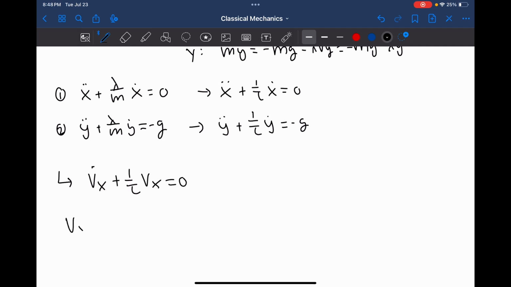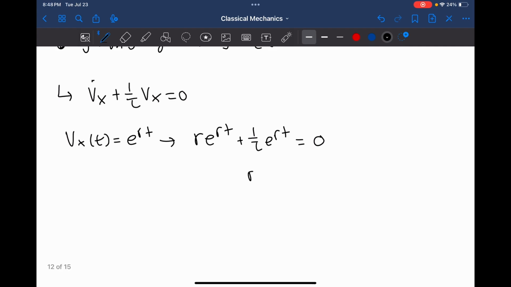And now we can guess that vx as a function of time is just some exponential. So we're going to use the method of undetermined coefficients here. Plugging this in, we're going to have r e to the rt, this is the first derivative, plus 1 divided by tau e to the rt is equal to 0, which tells us that r is minus 1 over tau. So vx as a function of time generally is A e to the minus t divided by tau. Here the exponential is unitless. Tau has units of seconds and time also has units of seconds.